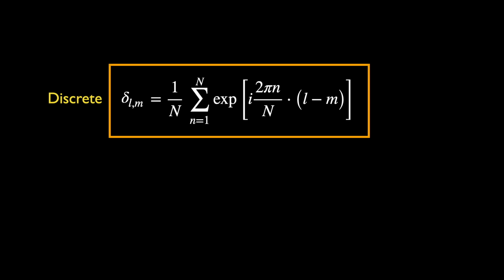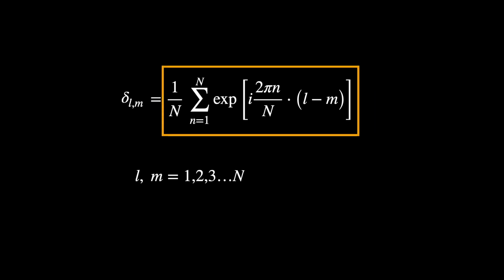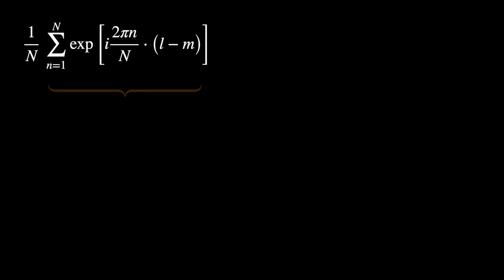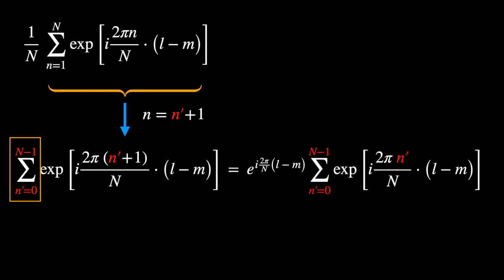Here's the discrete version of the identity regarding the Kronecker's delta that we are going to prove first. The indices l and m run from 1 to n in integer steps. Let's look at the right-hand side of this equation and see how it could be equal to the left-hand side. We make a change of summation variable to n prime, such that the sum now runs from 0 to n minus 1, and also pull out a phase factor. This will make the sum a simple geometric series.